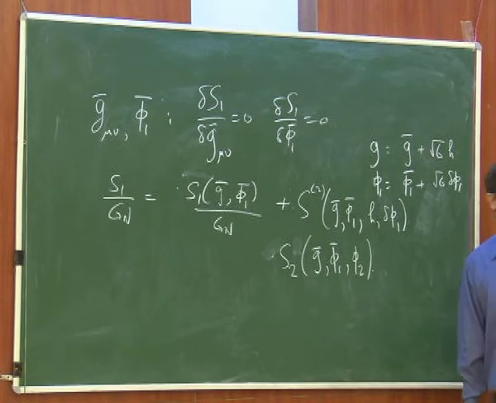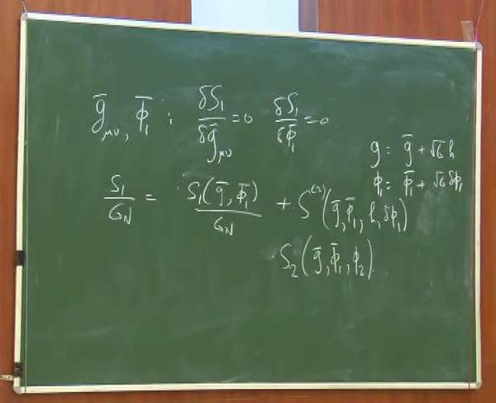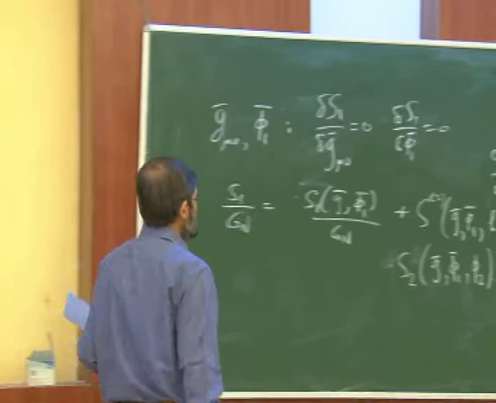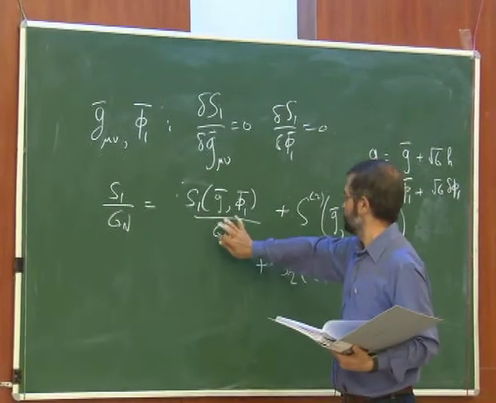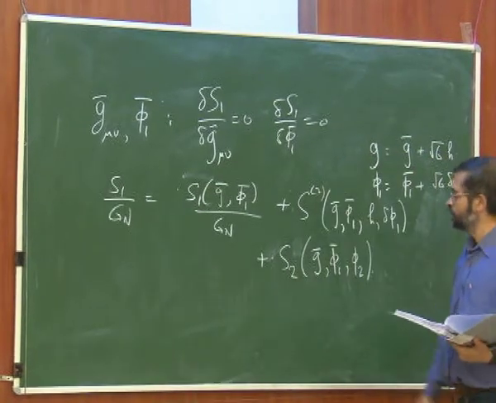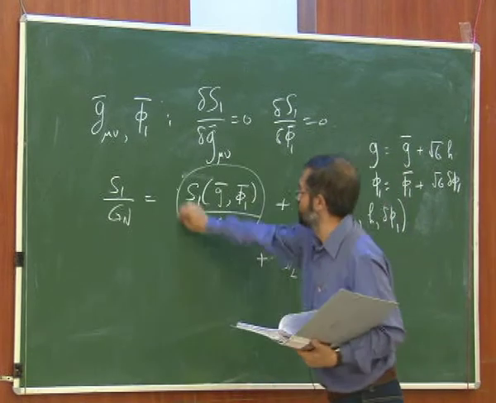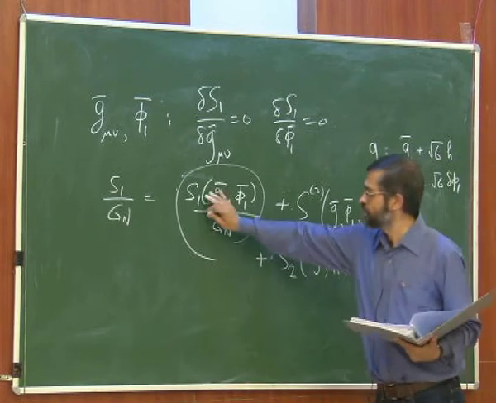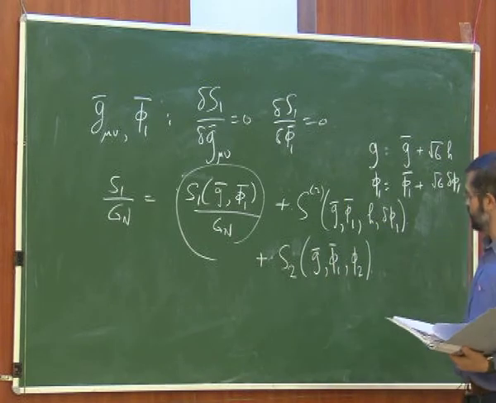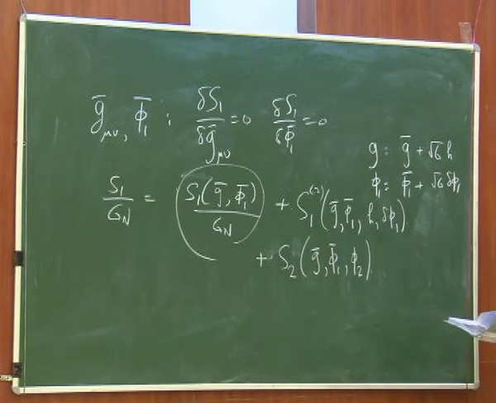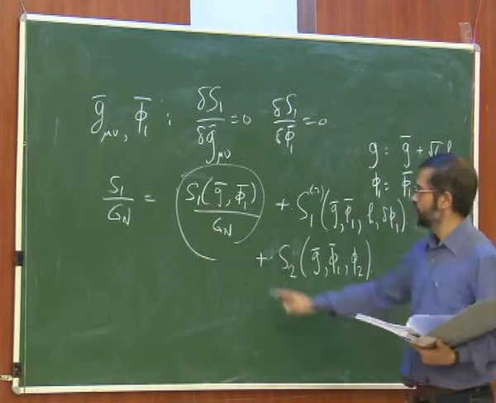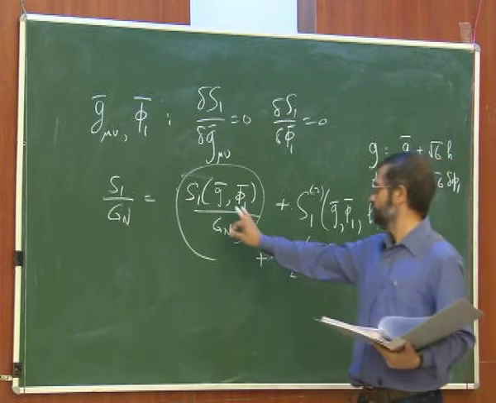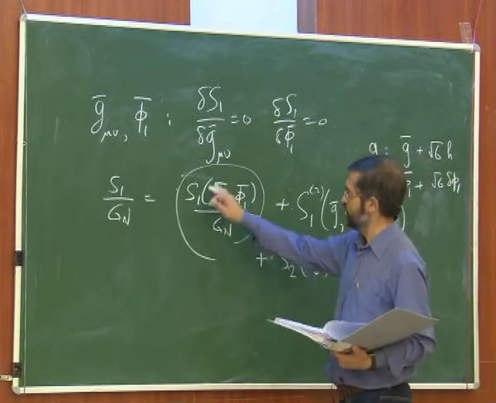There are various ways of motivating this. One way is to simply say that you see the relative magnitude of the classical term and the quantum term is determined by this object. This should be much bigger than this one. If the orders of S1 and S2, and this is the quadratic part of S1, are the same, then just the 1 over Gn factor hikes this up, and you can basically use the semi-classical approximation, unless of course even this guy becomes small.